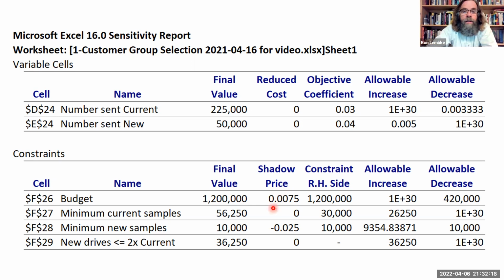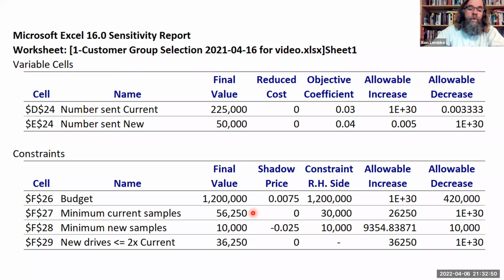Minimum number of current people to take test drives. Again, the left side, our value is 56,000. The constraint was 30,000. So if you would change this 30,000, right now it has zero impact on the objective function. If you took it from 30,000 up to 56,250, and increased it beyond that, then it would affect our answer and we'd have to change something.